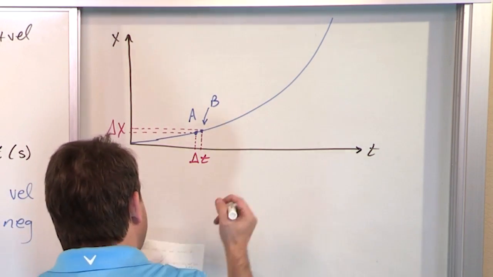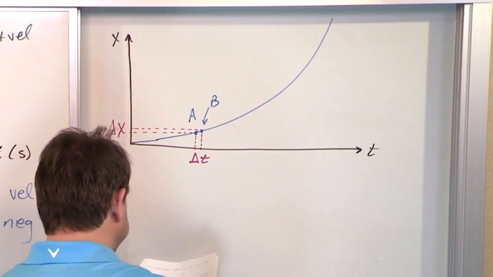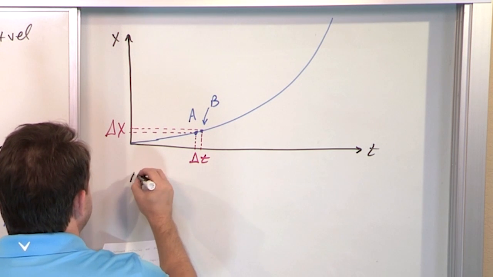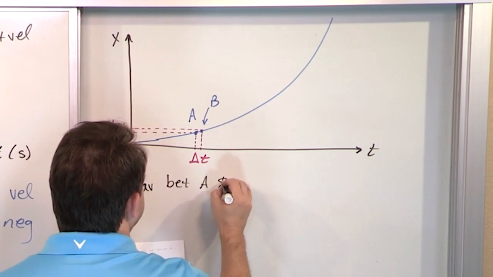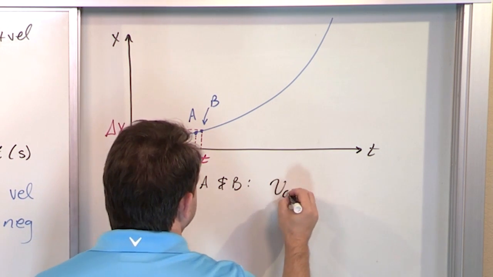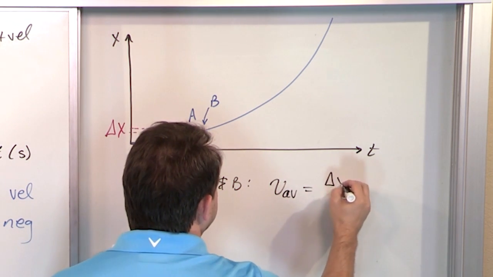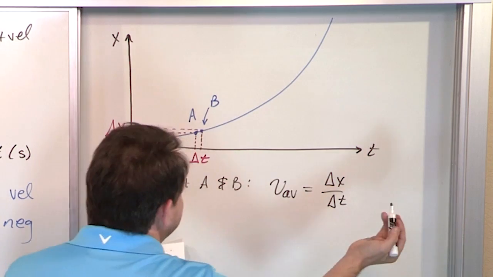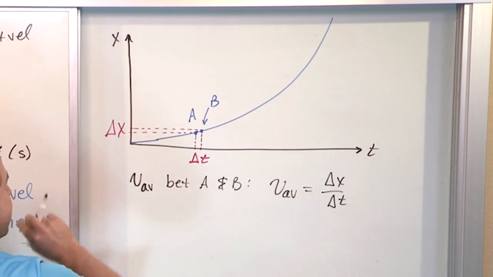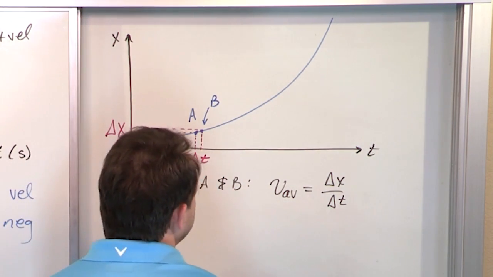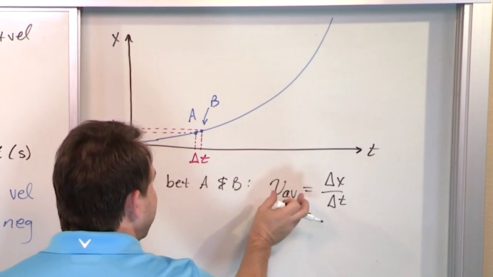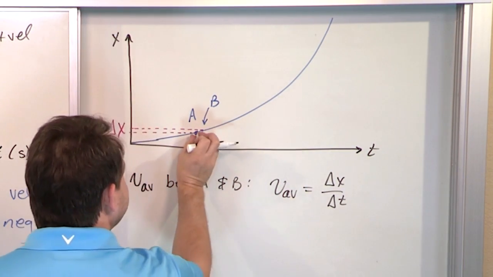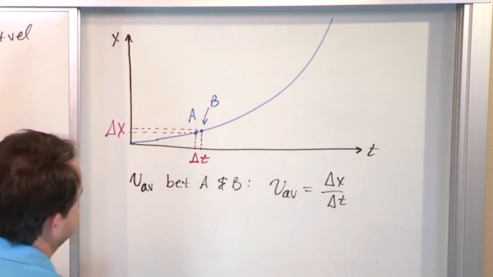But before we get there, what do we say here? We say that the average velocity between A and B, what is it? We just say it's delta x divided by delta t. Same exact thing. It's just that delta x is really, really small and delta t is really, really small. But still, I can divide two small numbers, no problem, and I'll get a very, very close approximation for the slope of this tiny line segment there.